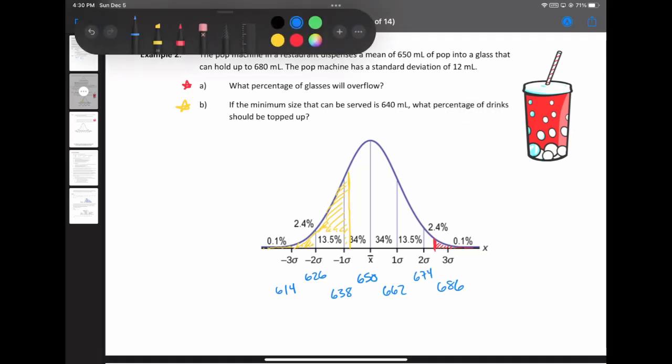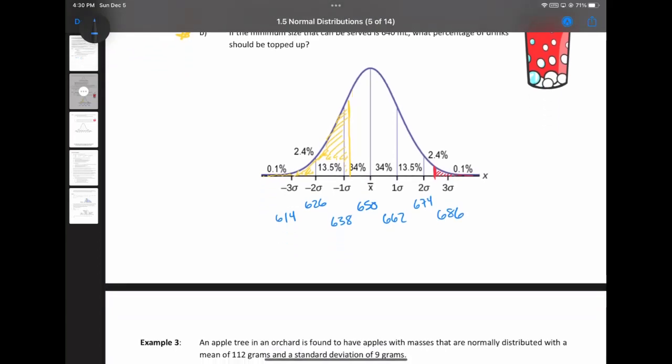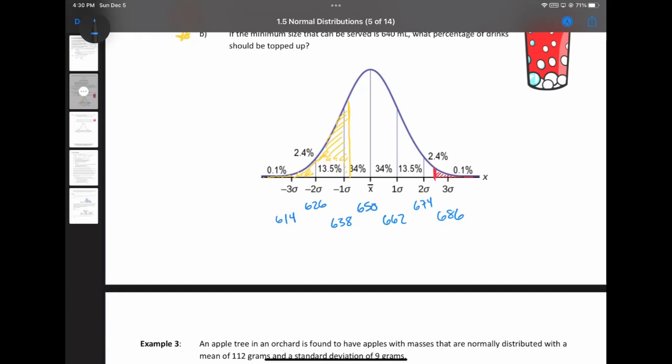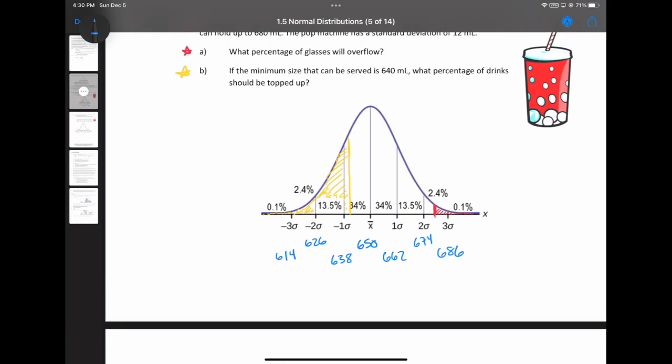So now to look a little bit at the math behind them. For part A, the red part, I'm going to try and actually just do a slightly bigger version of this graph here. I do want to point out that this part here actually looks like that between 2 and 3 standard deviations.